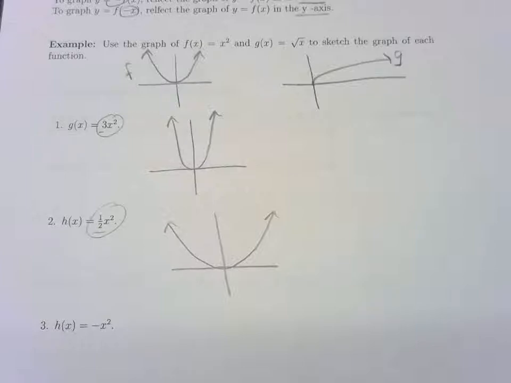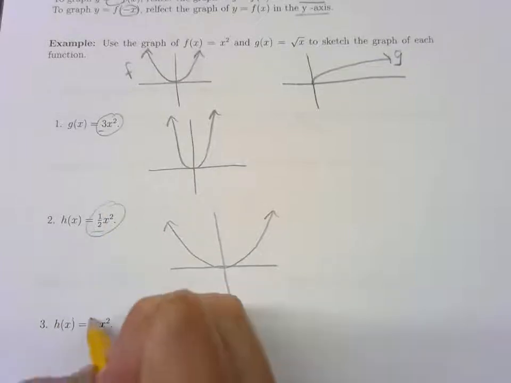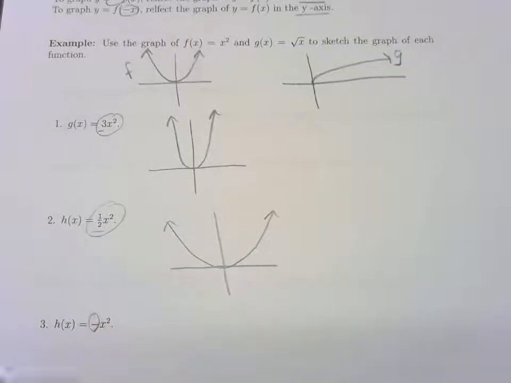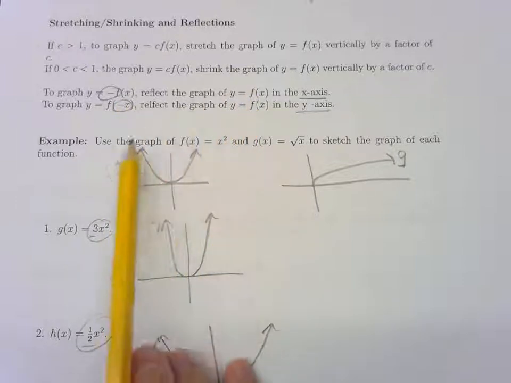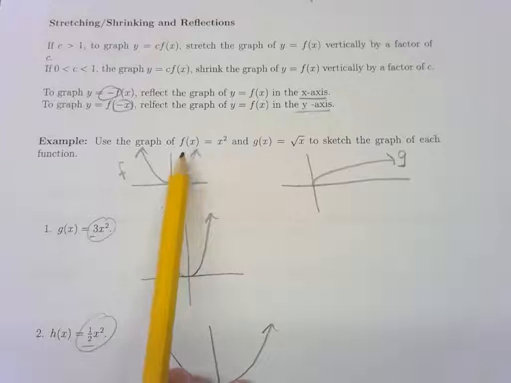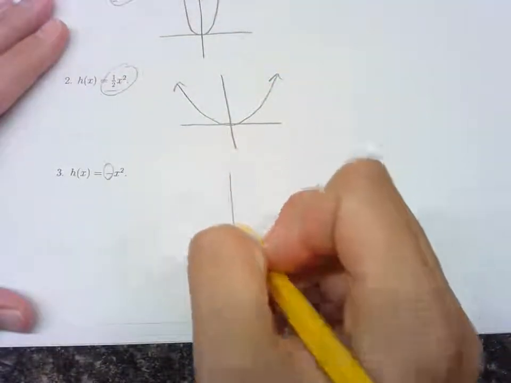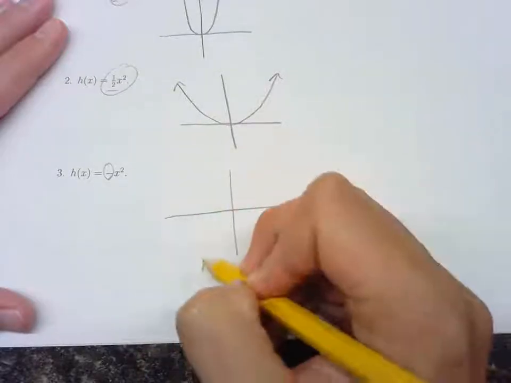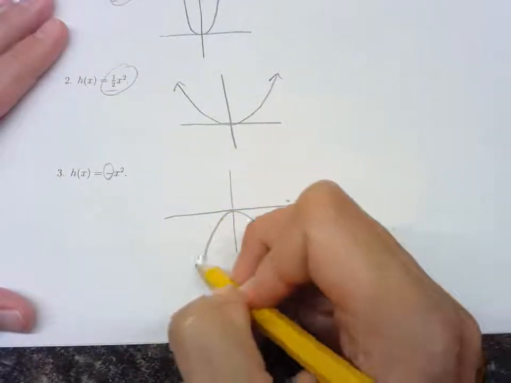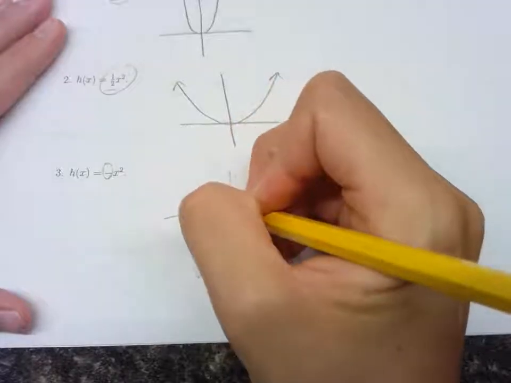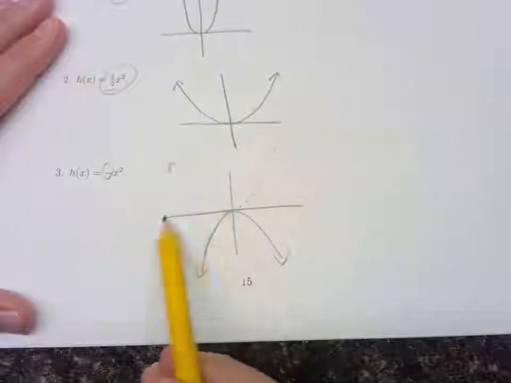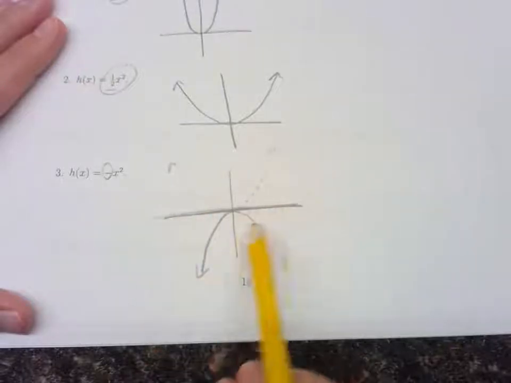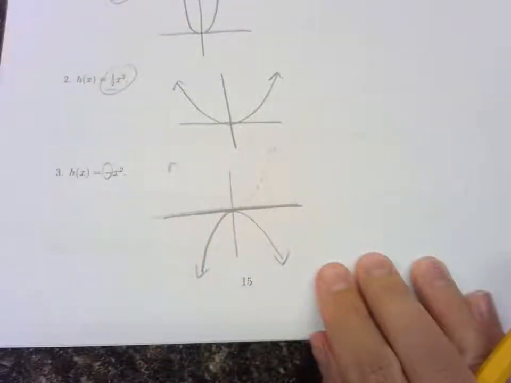Now number 3 is different. We have negative x squared, so we have a negative on the outside. Coming back up here, negative on the outside says to reflect the graph in the x-axis. So we're looking at this picture, except we're going to reflect it in the x-axis. Instead, we're going to have something that looks like this. If it helps, I'm going to draw the original graph dotted and reflect it. With the x-axis as your mirror, you reflect it down.